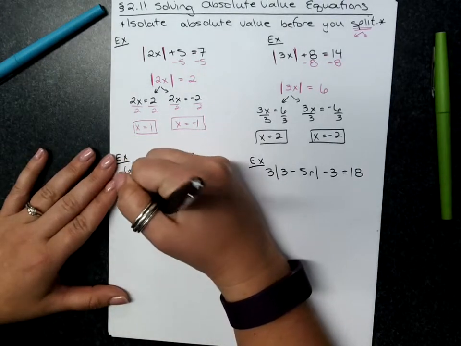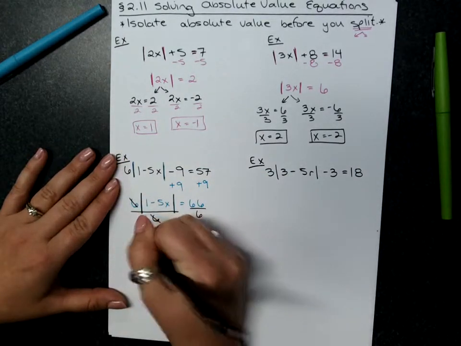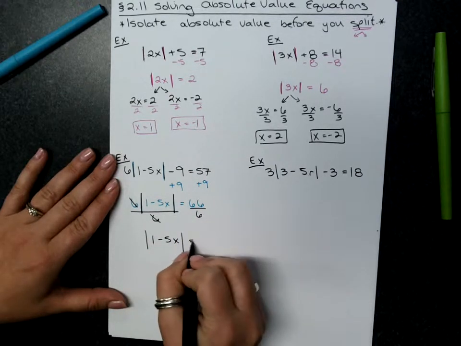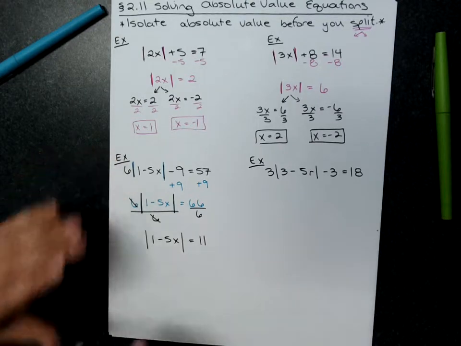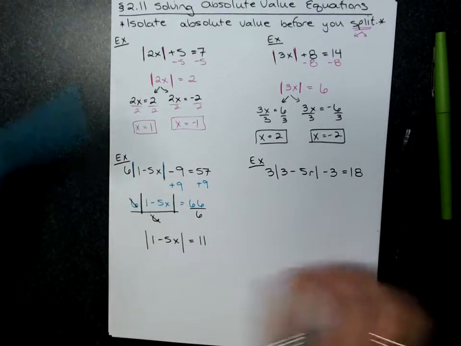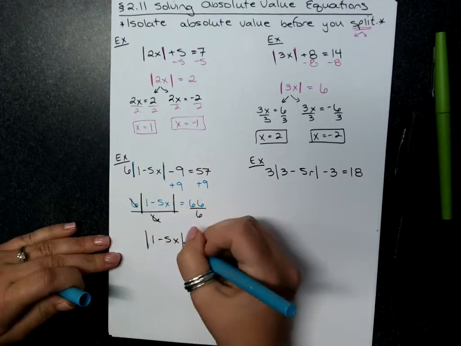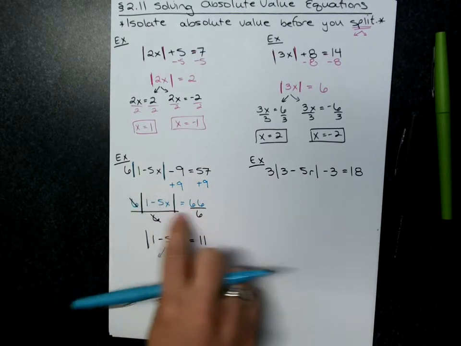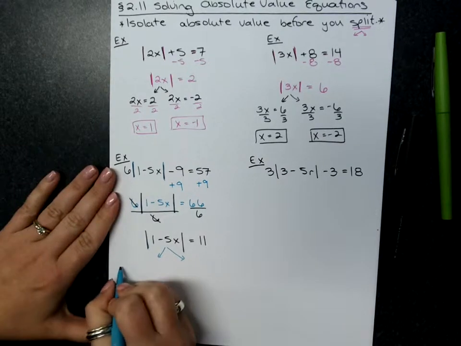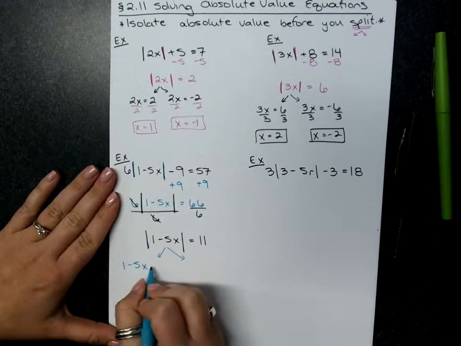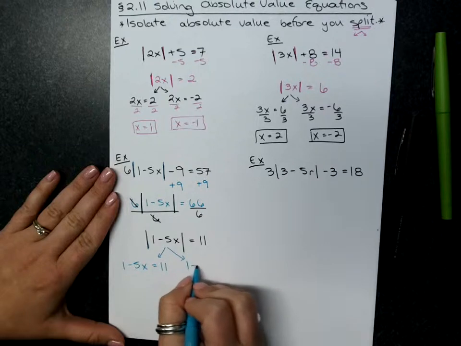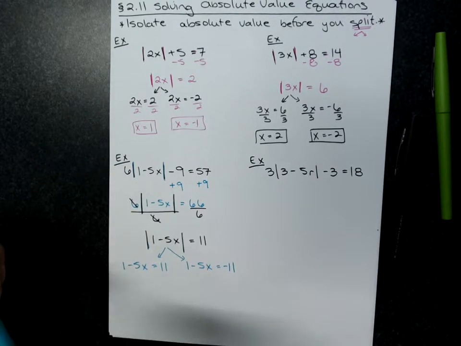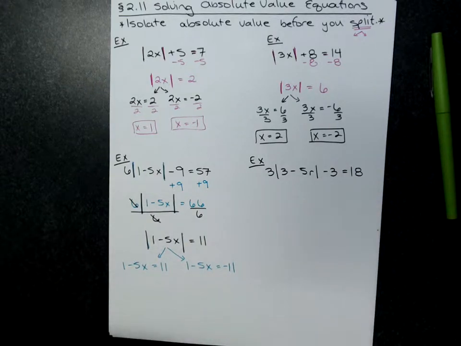What that's going to do is cancel that 6. You still have the absolute value of 1 minus 5x equals, now it's just 11. Now that you have those absolute value bars isolated, you will split into two different equations. So it's a little bit of work up front. And then just like before, 1 minus 5x equals 11, and 1 minus 5x equals negative 11. And we just solve the equation from there.